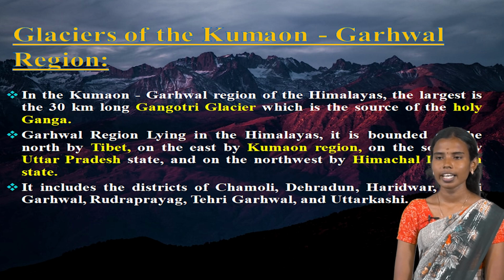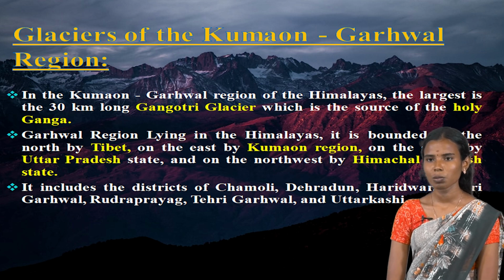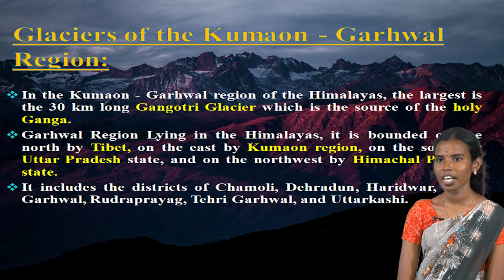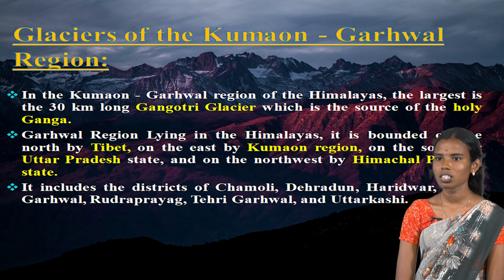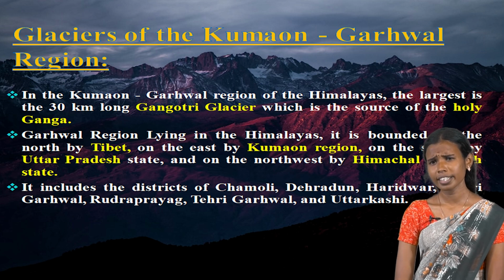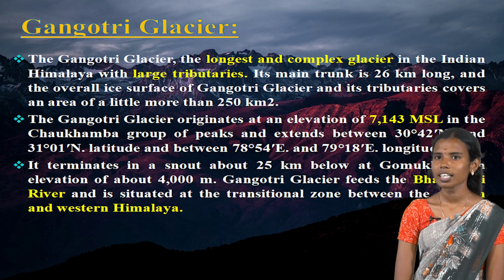The Garhwal region lying in the Himalayas is bounded on the north by Tibet, on the east by Kumaon, on the south by Uttar Pradesh, and on the northwest by Himachal. It includes the districts of Dehradun, Haridwar, and Uttarkashi. Next one is the Gangotri Glacier, which is the main source of the river Ganga.